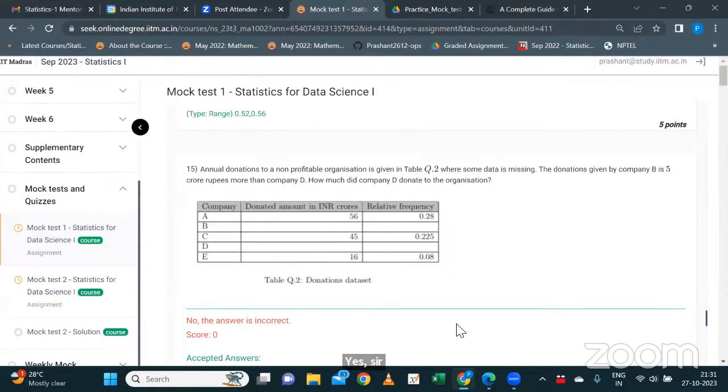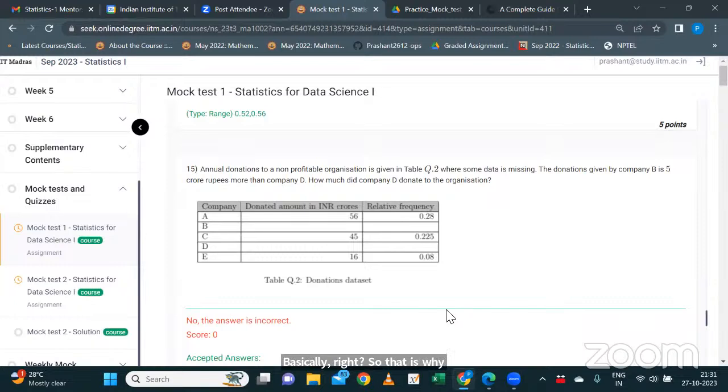Okay, great. Question number 15 says annual donations to a non-profit organization are given in this table Q.2, where some data is missing. The donation given by company B is 5 crore rupees more than company D. That means if the donation for company D is X crore rupees, then for B it will be X plus 5, right? Now, it asks how much company D donated to the organization. That means we have to find the value of X.